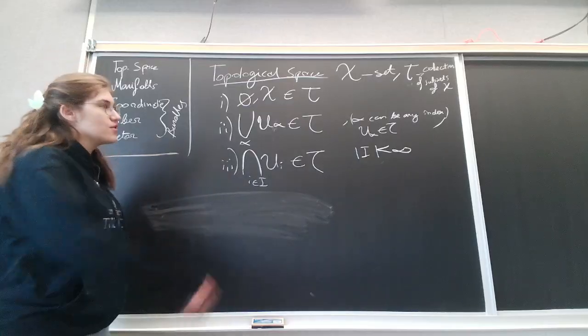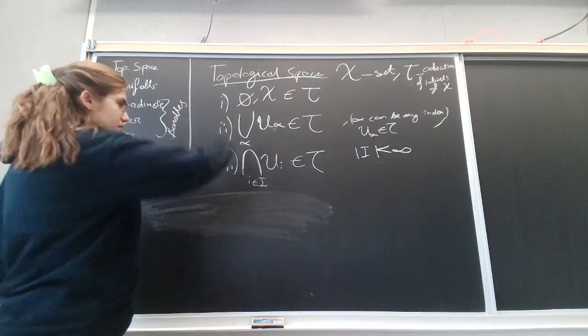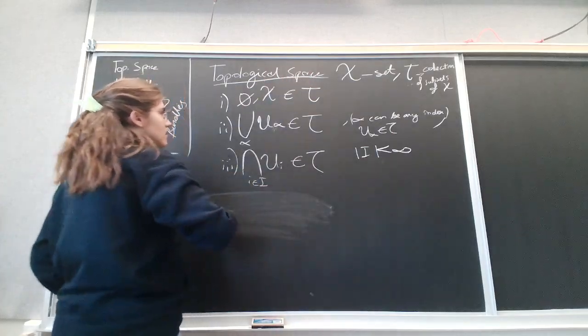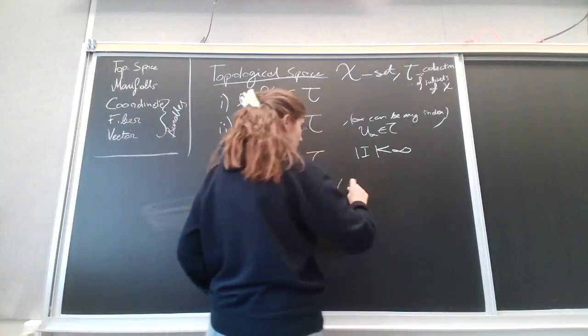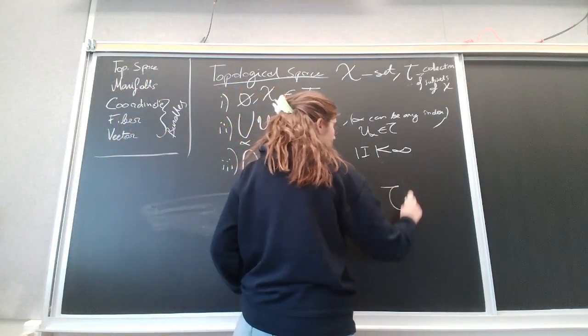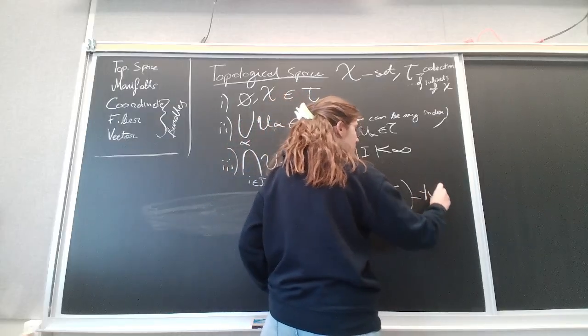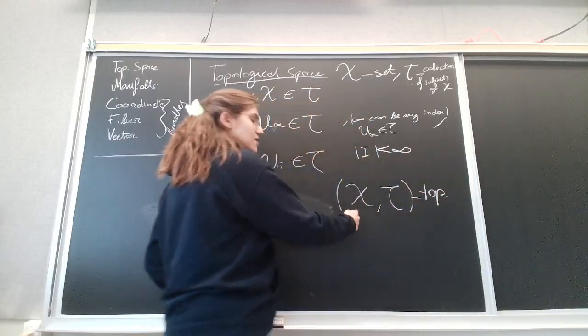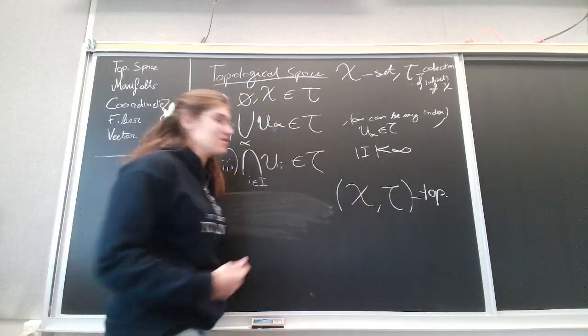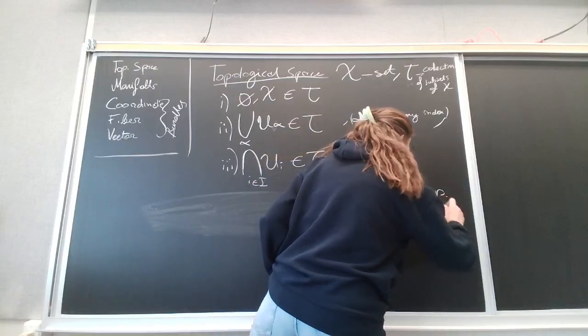Okay, so if this is the scenario, if you can choose open sets like this in tau, then you call X and tau a topological space, and the set can enjoy being a topological space.